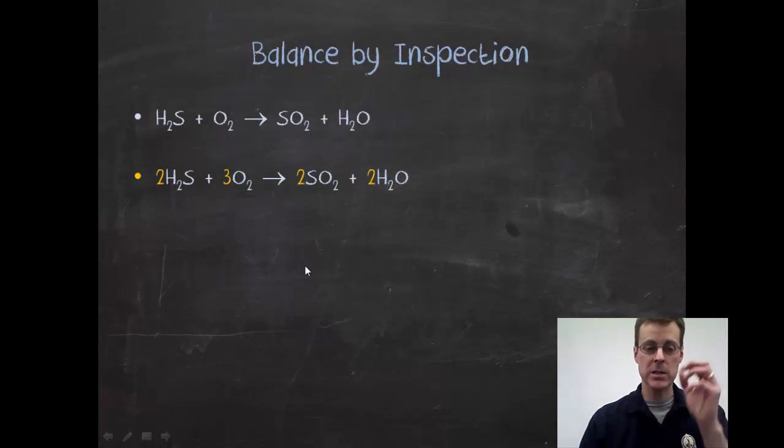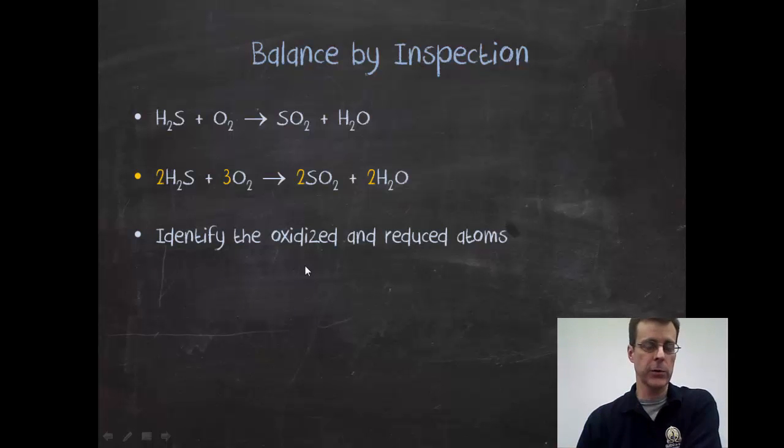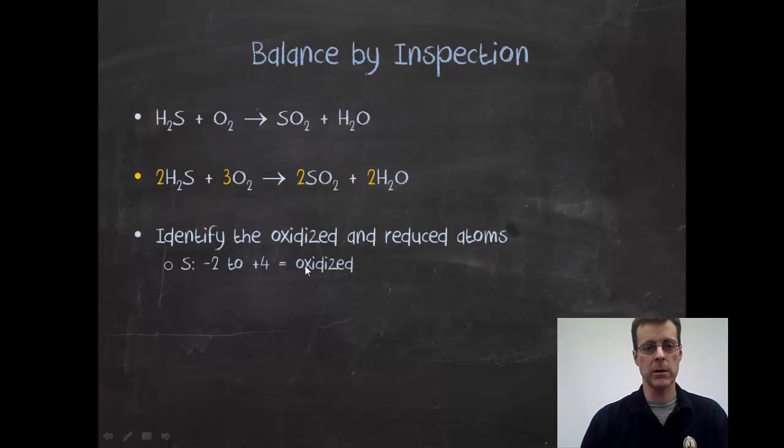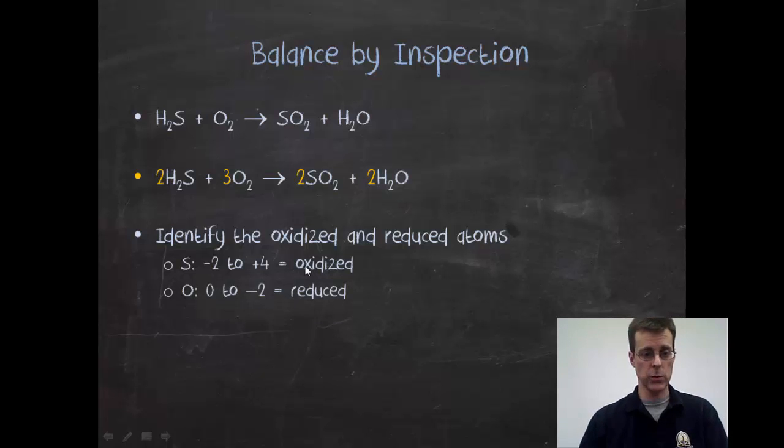Now, if we look at this as a redox reaction, then we want to first identify what's been oxidized and what's been reduced. And you should be pausing it here for that as well, but if you haven't, sulfur has been oxidized. It goes from a -2. We talked about last time how to come up with oxidation numbers. And oxygen gets reduced. It goes from a 0 to a -2.